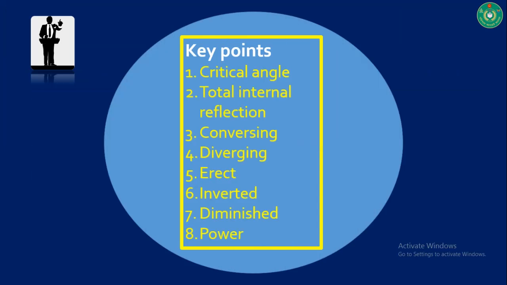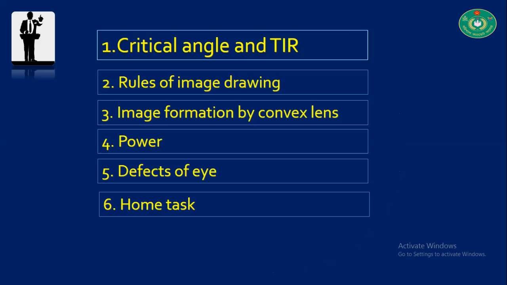The key points of today's lecture are critical angle, total internal reflection, converging and diverging, erect, inverted, diminished, and power. These are some of the new terms introduced here, and we are going to discuss all these key points in our lecture. The first topic is critical angle and total internal refraction, and the second topic is rules of image drawing, image formation by convex lens, power, defect of eyes, and the last topic is home task.